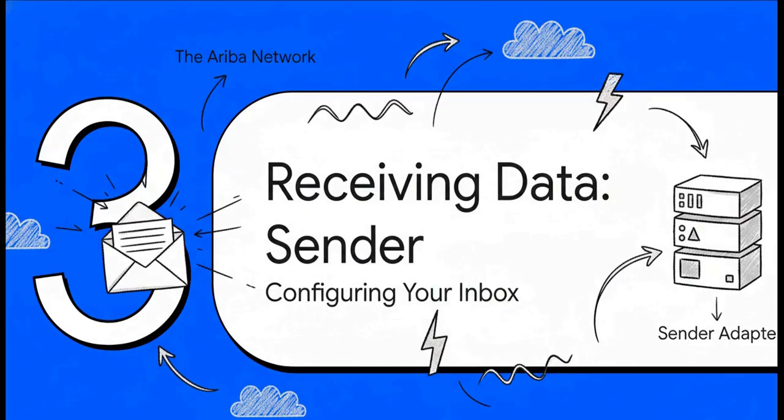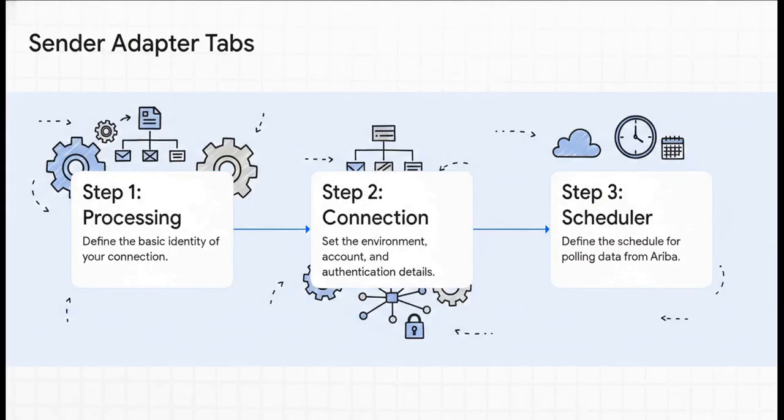All right, let's get our hands dirty and start by configuring our inbox. We're going to set up the sender adapter so it's ready to receive data from the ARIBA network. The whole configuration is actually laid out really nicely into three main tabs inside the SAP Integration Suite. We've got Processing, Connection, and then the Scheduler. Let's just tackle them one by one.